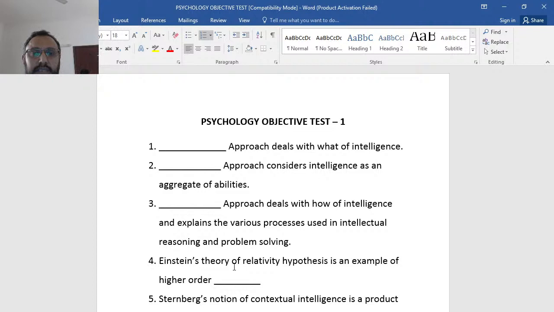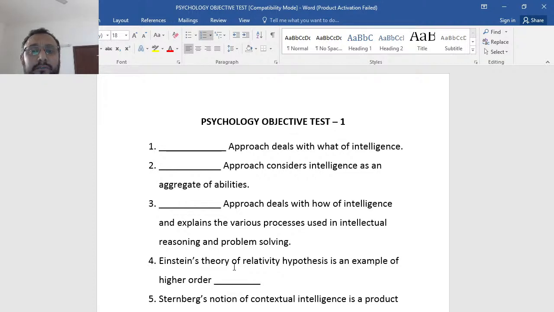The second question you see, Dash approach considers intelligence as an aggregate of abilities. If you observe the second question, the approach considers intelligence as an aggregate of abilities. Again, it is the psychometric approach only. The question number 3, you see, Dash approach deals with how of intelligence and explains the various processes used in intellectual reasoning and problem solving. This is the information processing approach.